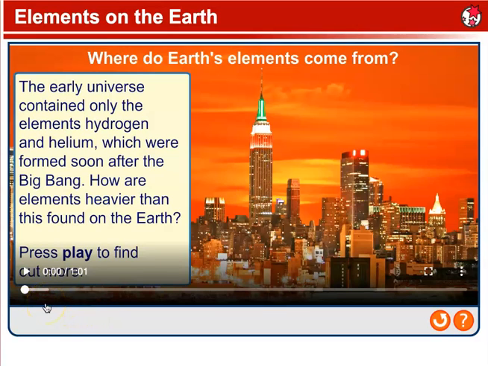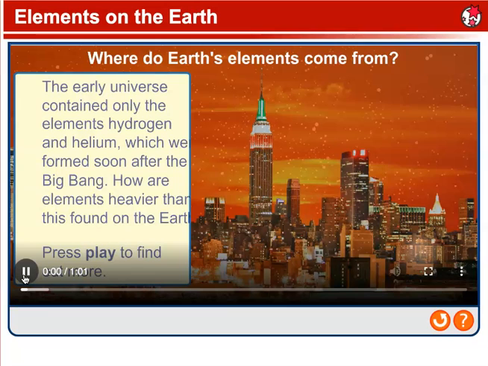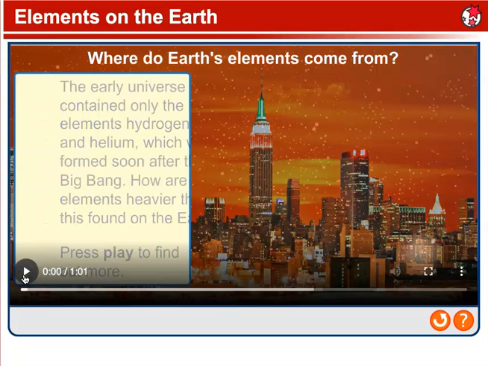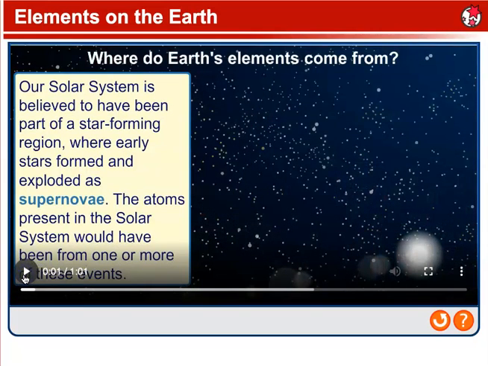Elements on Earth. Where do Earth's elements come from? The early universe contained only the elements hydrogen and helium, which were formed soon after the Big Bang. How are elements heavier than this found on Earth? Our solar system is believed to have been part of a star-forming region, where early stars formed and exploded as supernovae. The atoms present in the solar system would have been from one or more of these events.